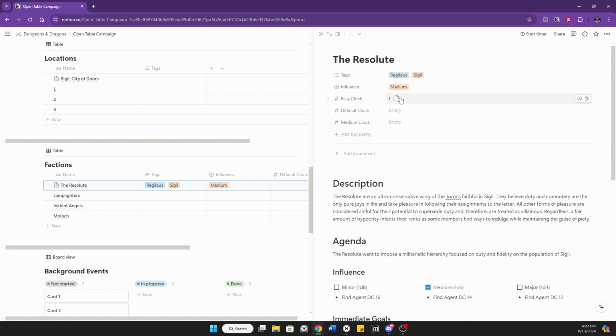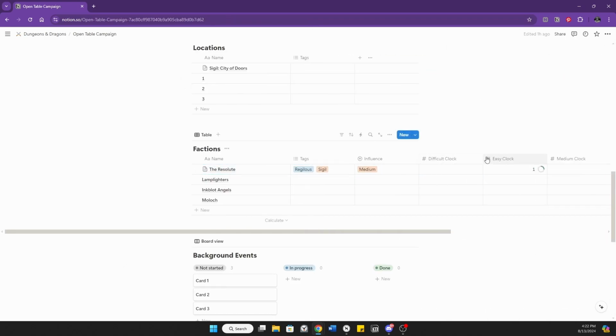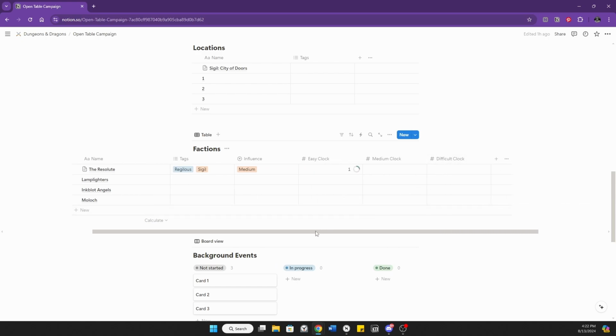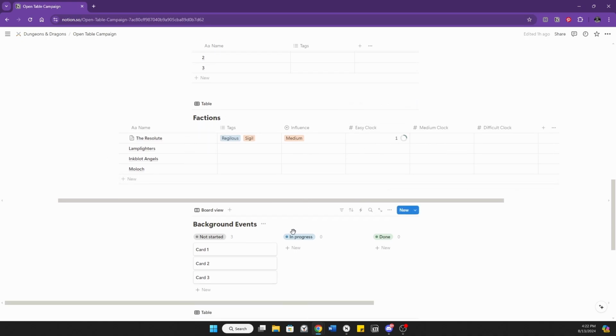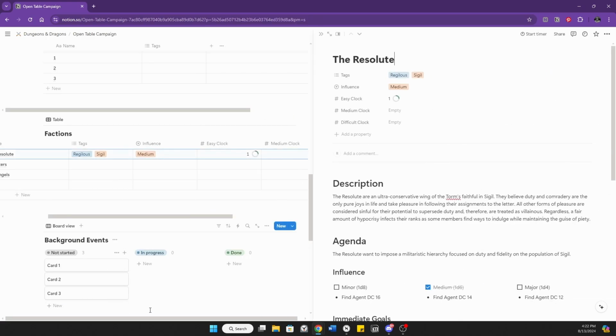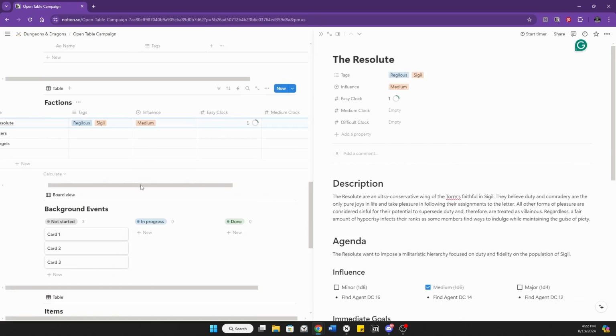Doesn't really matter. But this is giving me a clear visual aid of how close they are to completing a certain objective. And by having it right up here, we're going to move that bad boy back to the other side there. It makes it really easy for me to see at a glance how they're progressing on their various goals. Now, I also want to keep track of what those goals are, right? Because I might have many goals for many factions going at once.